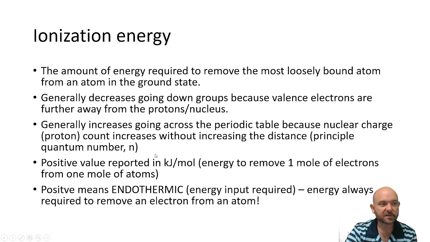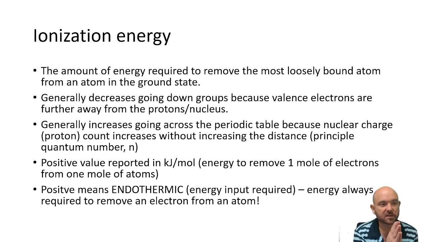All of the ionization energies are a positive value reported in kilojoules per mole. So this is an actual measured quantity, and we measure how much energy is required to remove 1 mole of electrons from 1 mole of these atoms, and that amount of energy in kilojoules is how much we report, kilojoules per mole. All of these are positive.